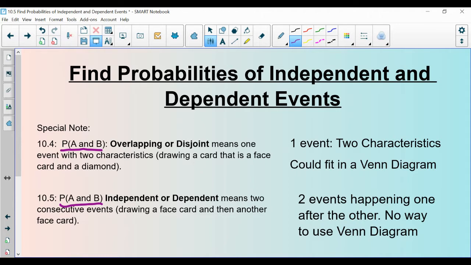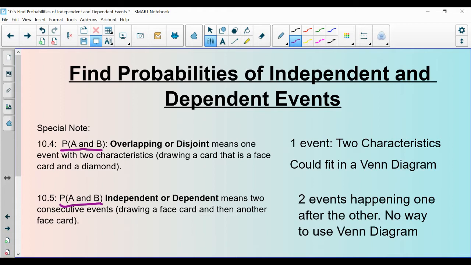So if you remember, 10.4 was about overlapping or disjoint events. It was like drawing one card but looking at two characteristics. This would be saying drawing a face card would be event A, and drawing a diamond. One card that is both a face card and a diamond. But in 10.5, we use this exact same notation to say drawing a face card and then another face card, or a face card followed by a diamond back to back. And so it's confusing that we use the same notation for each of these things.